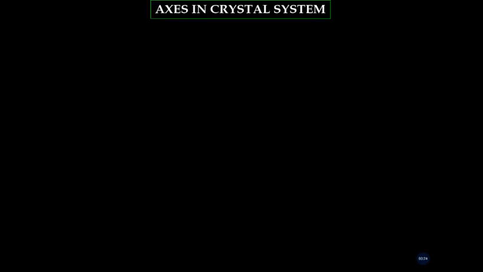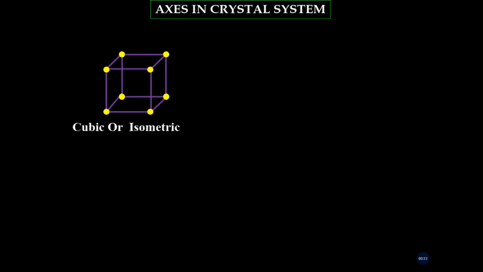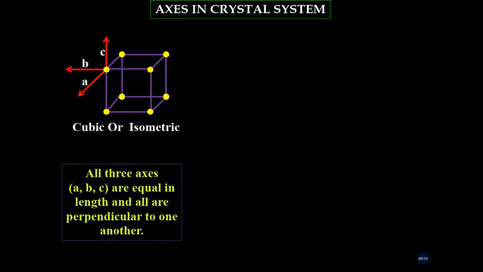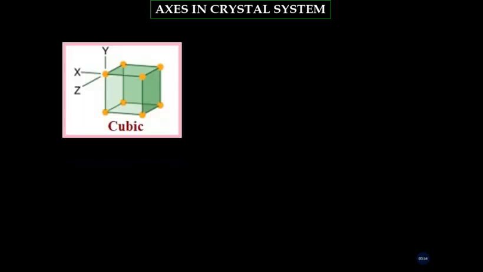Here we discuss the 7 crystal systems one by one related to their axes. We start with the cubic crystal system. The crystallographic axes used in this system are equal in length and are mutually perpendicular, occurring at right angles to one another. Here, all 3 axes A, B, C are equal in length and all are perpendicular to one another.